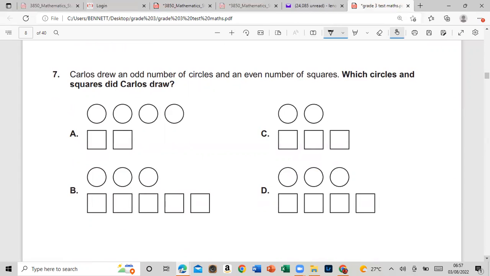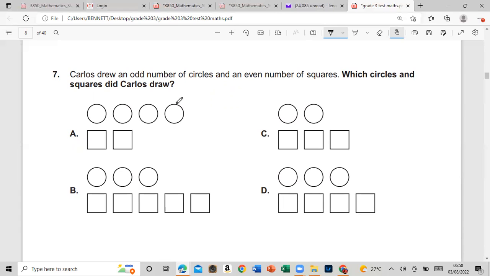All right. Number 7. Carlos drew an odd number of circles and an even number of squares. An odd number of circles and an even number of squares. Which circles and squares did Carlos draw?